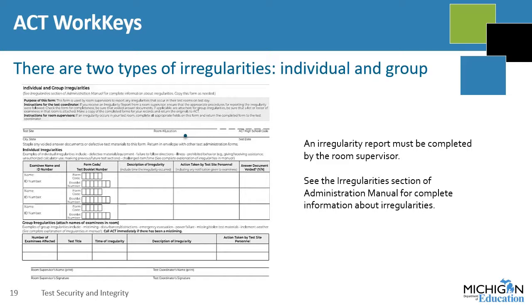The irregularity form also needs to have the room supervisor's name and signature, as well as the test coordinator's name and signature. For individual irregularities, the room supervisor is responsible for recording the examinee name and ID number, form code or test booklet number, a description of the irregularity, action taken by the test site personnel, and whether or not the answer document was voided. Group irregularity reports require that the number of examinees affected, test title, time of irregularity, a description of the irregularity, and action taken by the test site personnel be recorded. In addition to completing a written irregularity report, the assessment coordinator must also notify ACT by calling the number listed in the TAM.